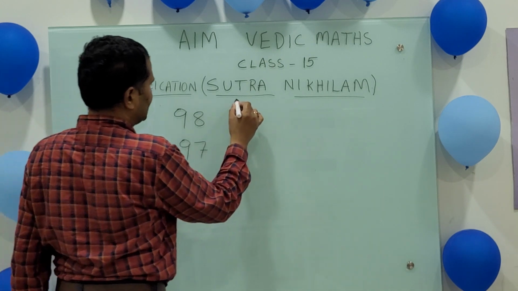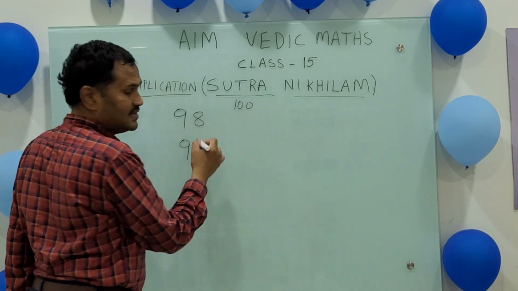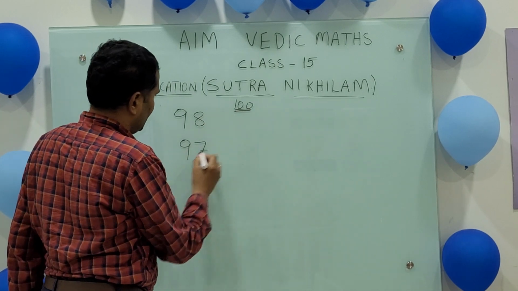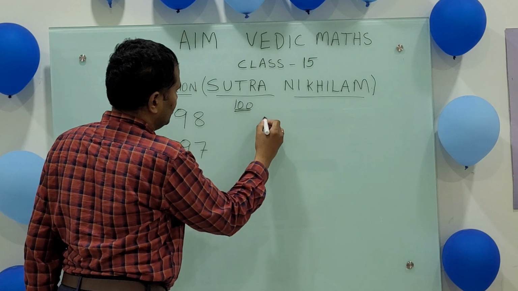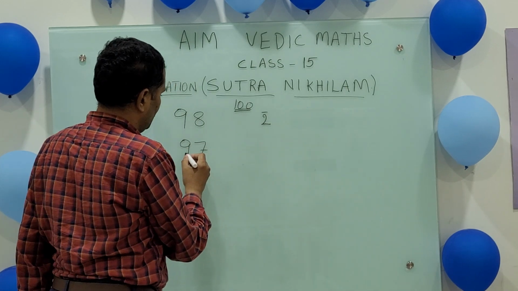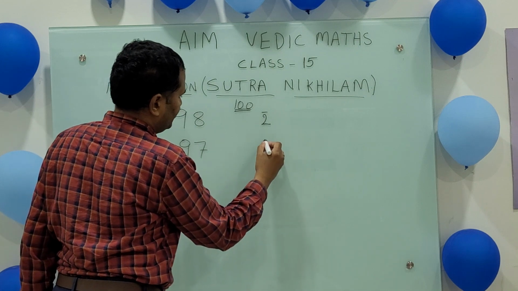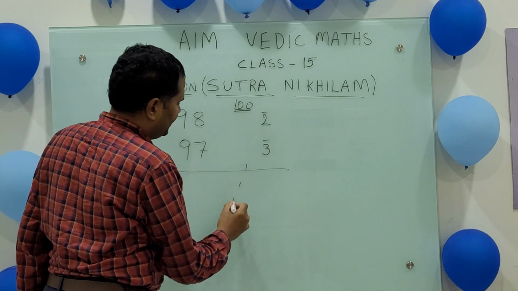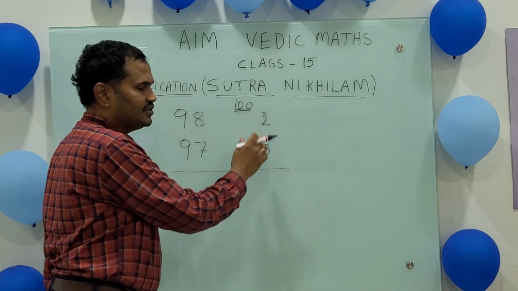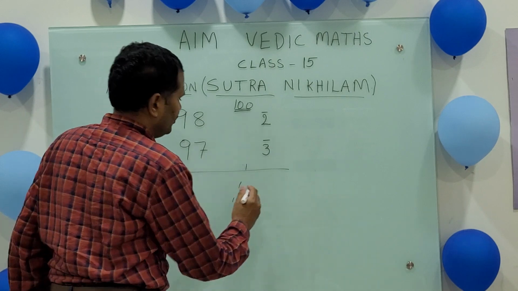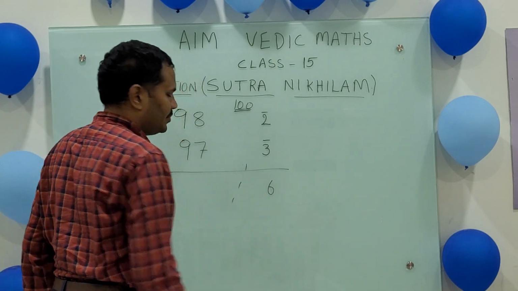So you know the base is 100 here. By seeing these two numbers, you can recollect that the closest base is 100. And you have the deviation for 98 as minus 2. Keep a dash on the top. 97 is minus 3. So the right hand part is 2 into 3, both minus numbers. When you multiply both the negative numbers, you will get the product as a positive number, that is 6.